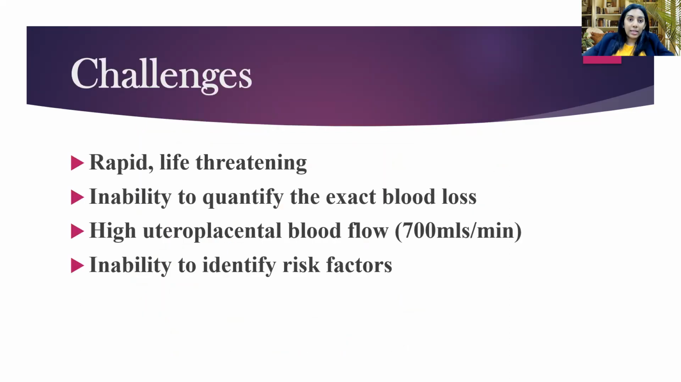So the challenges in major obstetric hemorrhage: it can be rapid and life-threatening, with inability to quantify the exact blood loss because the blood can be concealed in the vaginal tract. It can be in the drapes and the gauzes. It will be difficult to point out the exact blood loss. And the high uteroplacental blood flow, which is about 700 mils per minute, can cause the patient to go into hemorrhagic shock very rapidly.